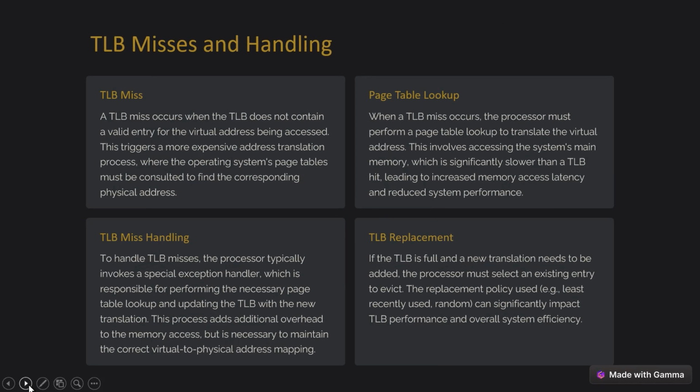TLB misses and handling. First is TLB miss. A TLB miss occurs when the TLB does not contain a valid entry for the virtual address being processed. This triggers a more expensive address translation process where the operating system page tables must be consulted to find the corresponding physical address. Second is page table lookup.